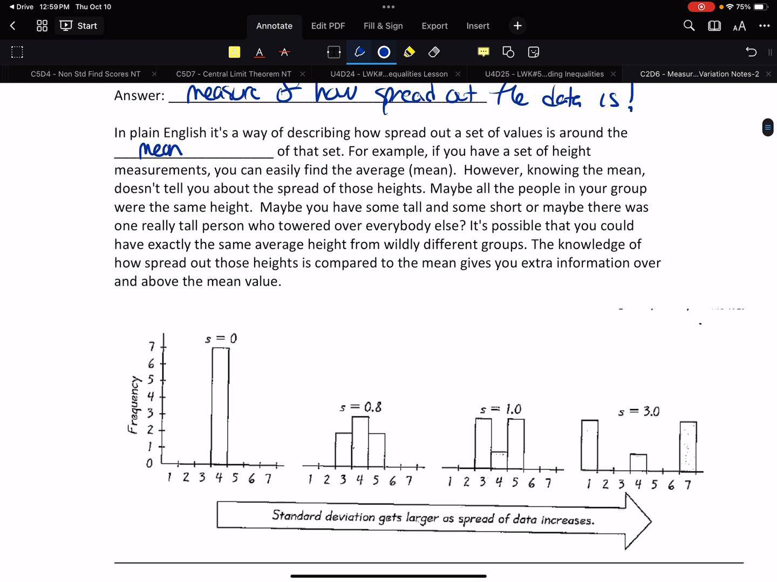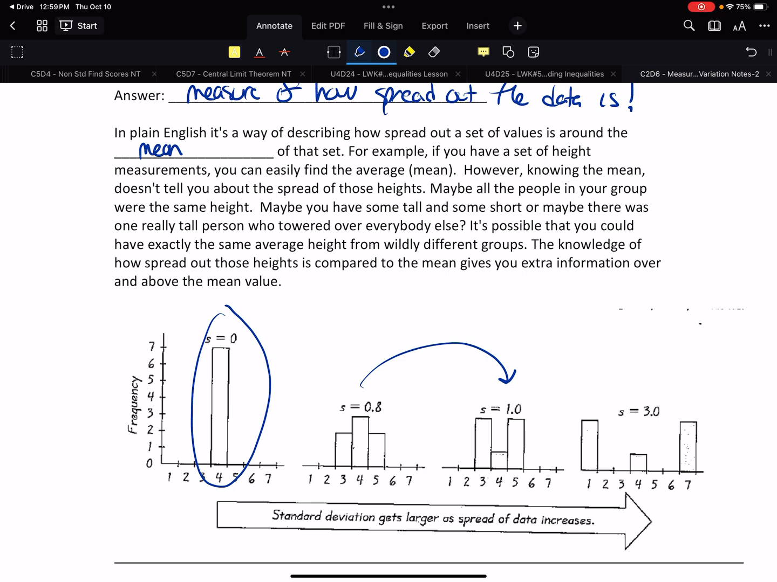So if we look at these examples below, if everything, like the first example, has the same number as the mean, there is no spread. Everything is right there. And as we go across, we see it gets more and more spread. For the second one, we have a standard deviation of 0.8. There's a lot of things happening at the mean. The frequency is 3. And then we start getting out to 3 and 5 with frequencies of 2.